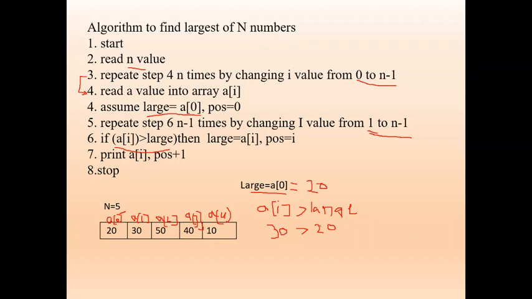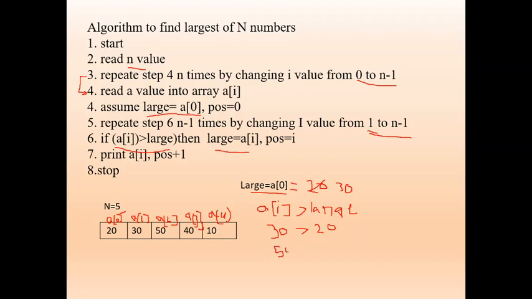Yes means automatically large is replaced by A of I. Now my large value will be 30. Next time I value will be changing. I value will be 2. A of 2 means, what is my A of 2? 50.